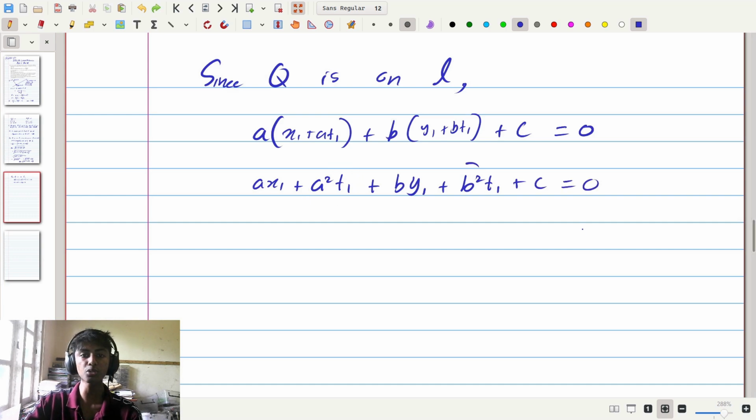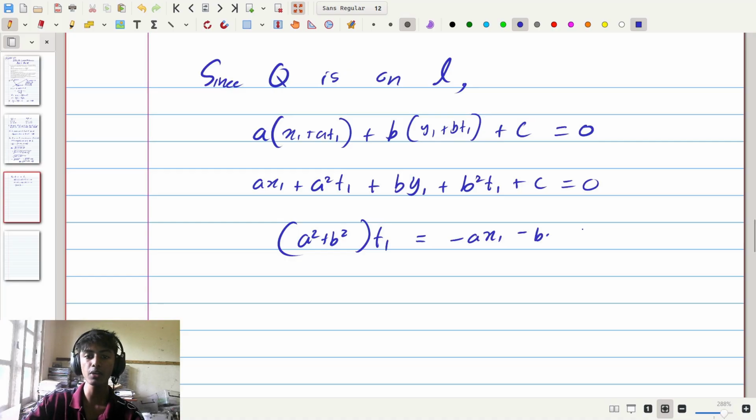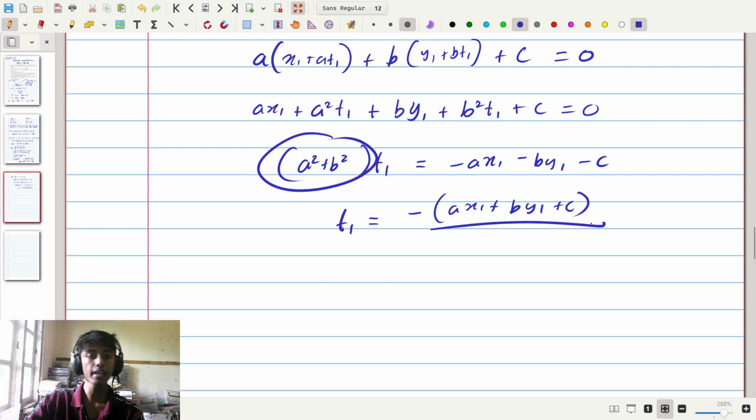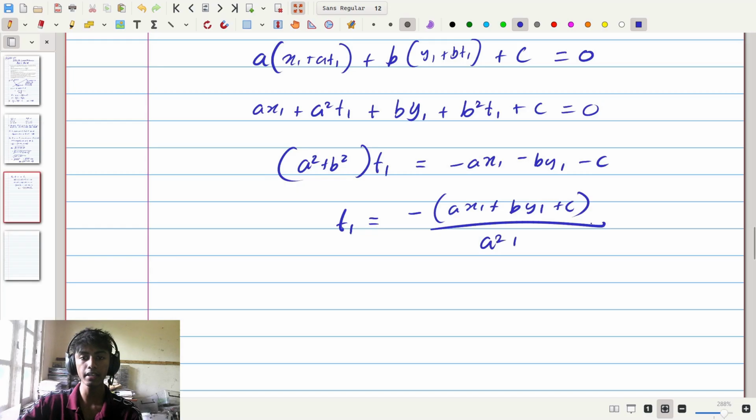Now taking these two on the left hand side and taking the other three terms on the right hand side, if we factorize out the T1, we get A squared plus B squared times T1 equals minus AX1 minus BY1, actually minus C, and that's the equation we get. And rearranging this, we get T1 equals minus AX1 plus BY1 plus C, divided by A squared plus B squared. This is the value of T1, and I'm going to call this equation number 2.